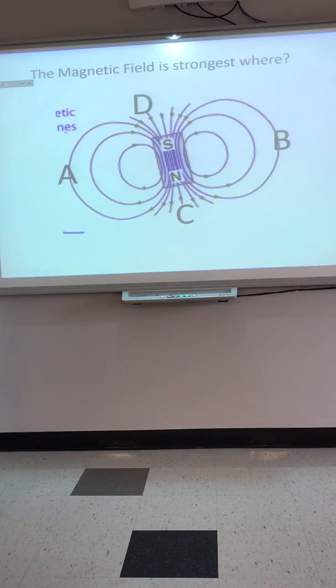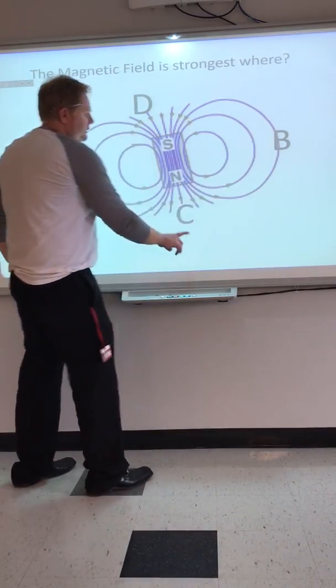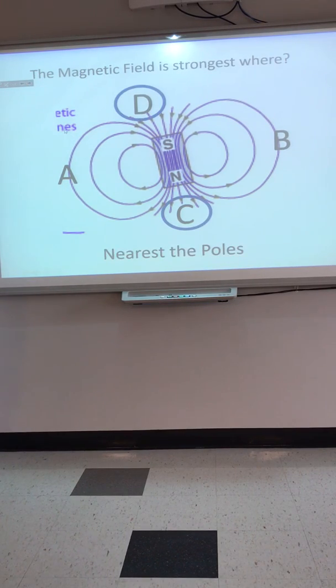The magnetic field is strongest where? Where do you think? Location A, location B, location C, or location D? D and C are nearest the poles. That's where we have the strongest charge, where it will be most attracted.